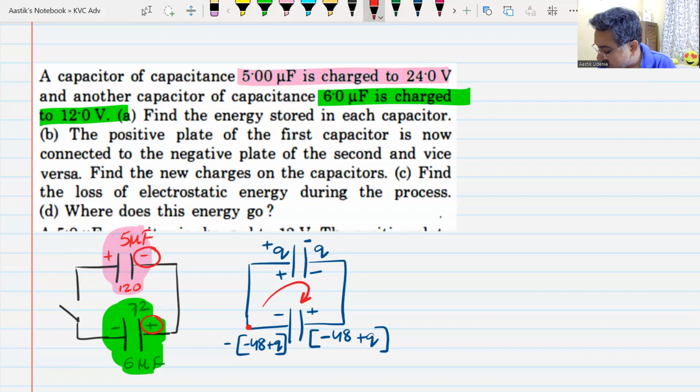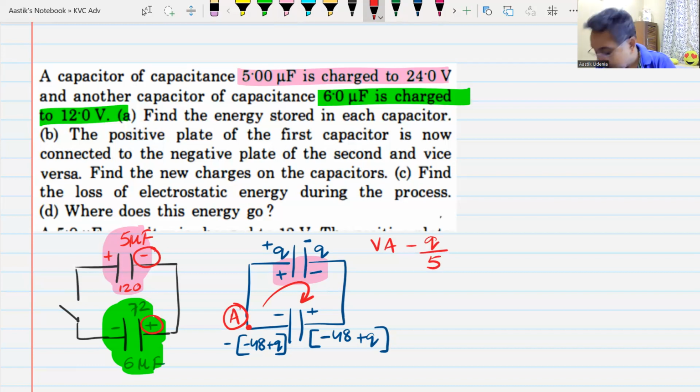Now I can apply the Kirchhoff law from point A to B, from point A to A, and write it. From there, you will get the charges on the plate. See, VA. Then I move across this capacitor. I am moving from the positive to the negative plate. Do we understand this? Yes, sir. So it will be minus Q by 5.